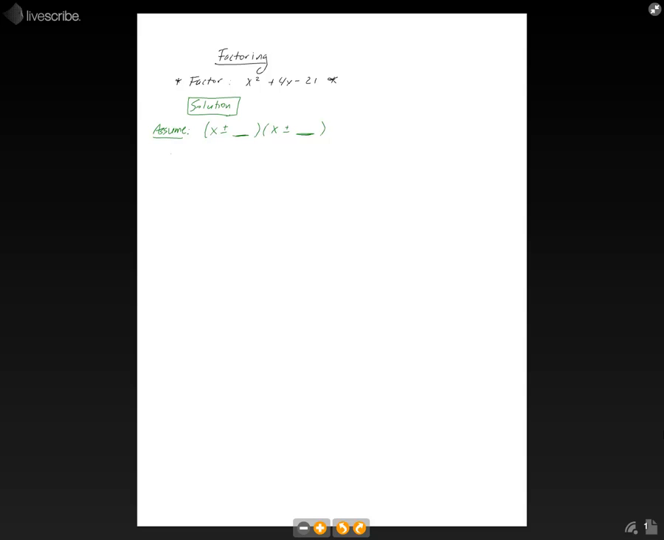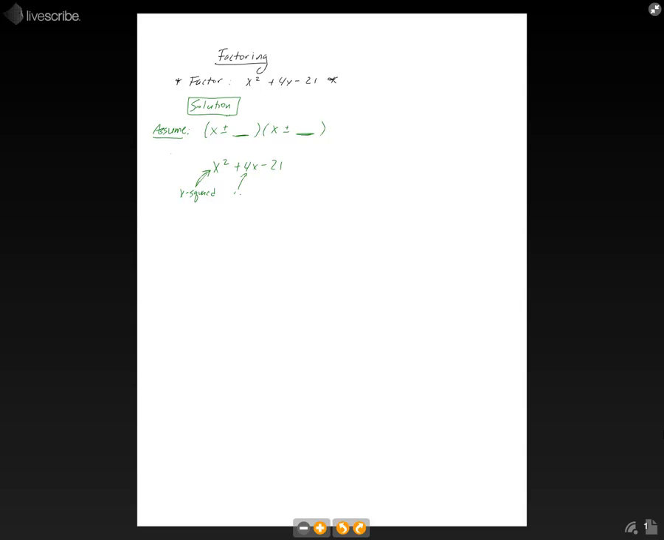Before we go any farther, I want to explain some other terms I'm going to use. I'm going to rewrite the problem down here. X squared plus 4x minus 21. This right here is our x squared term. The coefficient on it is 1. The coefficient is the number that the x term is multiplied by.